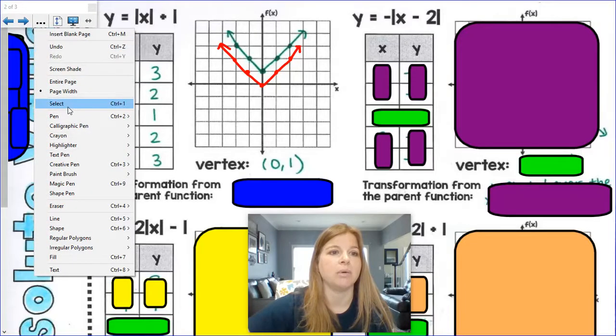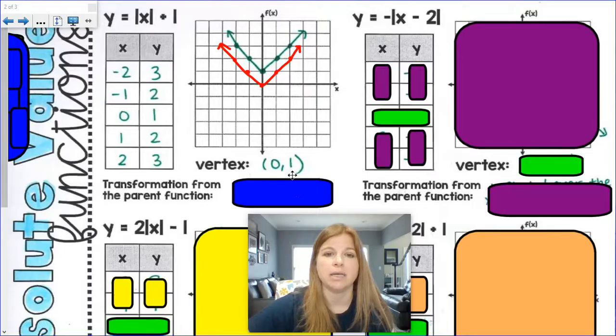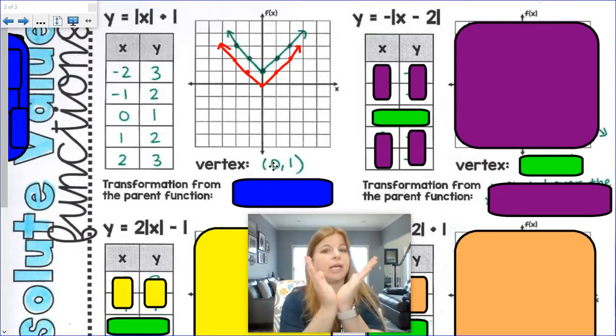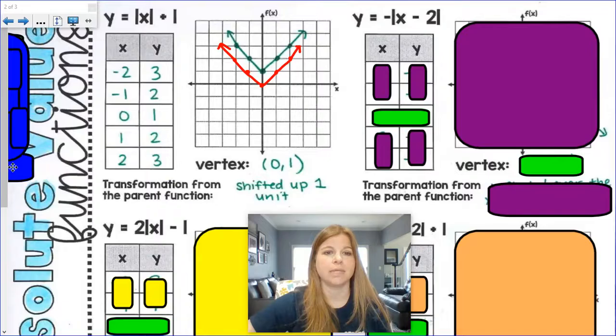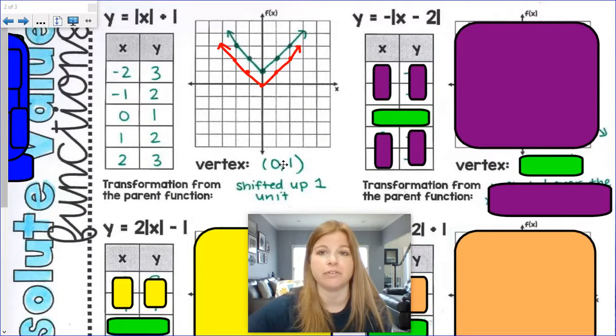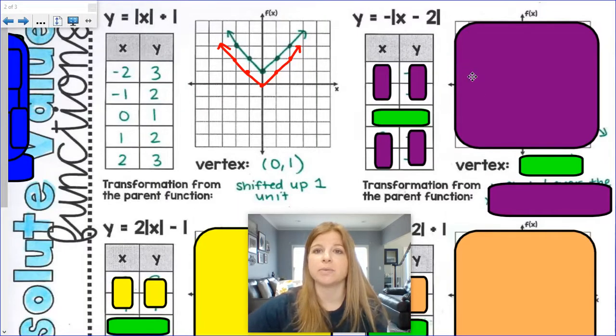And so that's exactly what we want to be able to see. And that's actually what the vertex is telling us. It's not moving anything on the x-axis. It's not going left or right. It's only going a positive 1 unit up. My vertex actually gives me all of that information. Let's take a look at the next one.